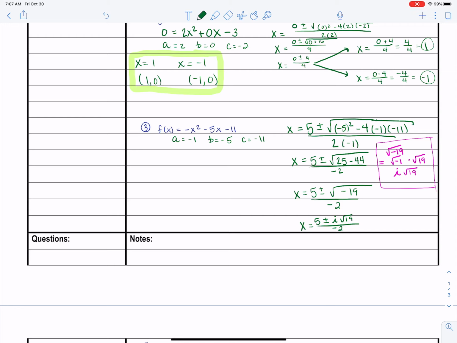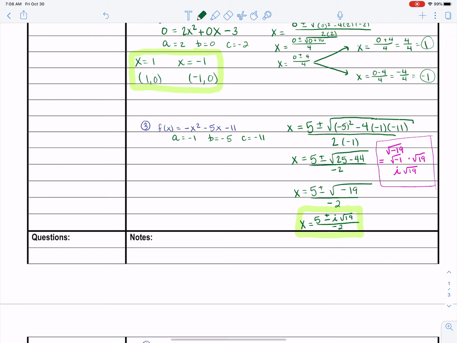All right, normally at that point I would split it up, but I'm not going to split it up this time because I can't do anything. I can't do 5 plus i square root 19. They're not like terms. I can't do anything with 5 minus i square root 19 because they're not like terms again. So when you get to a point like that, you just represent both of your answers in one large, nasty looking situation. So this is representing both answers because it has the plus and the minus. We just can't go anywhere further with it, so we know that both our answers are represented that way, okay?